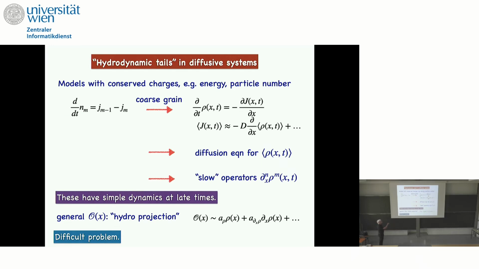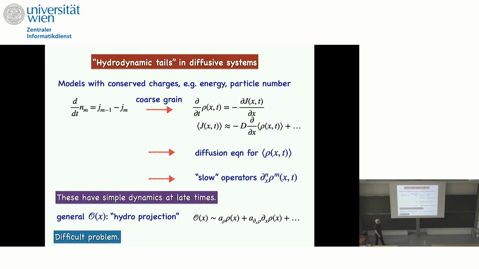Now, however, in many systems, operators should look simple at late times, or certain operators should look simple at late times for the following reason. So this goes under the words of hydrodynamic tails in diffusive systems. So here's a cartoon of that story. So let's say we have a model with a conserved charge. So let's say its particle number is conserved. Then you can write the equation of motion for the density of that conserved charge, and that will take the form of a continuity equation, where on the right-hand side you have the lattice version of the divergence of the current.